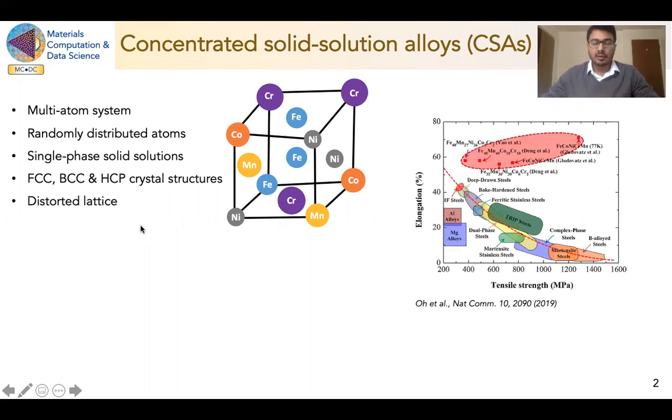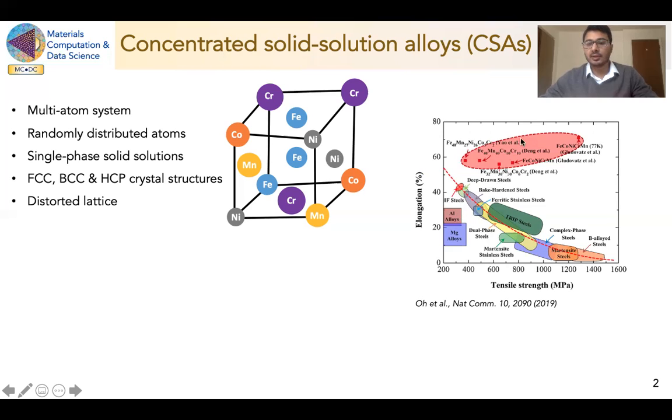These alloys normally have FCC, BCC, and HCP crystal structures with distorted lattice. These alloys have shown good mechanical and radiation damage properties. As an example, in this plot, you can see that the vertical axis is the ductility and the horizontal axis is the tensile strength. And conventional alloys are lying on this red dotted line, which shows that there is a trade-off between these two properties, meaning when ductility is high, strength is low, and vice versa.